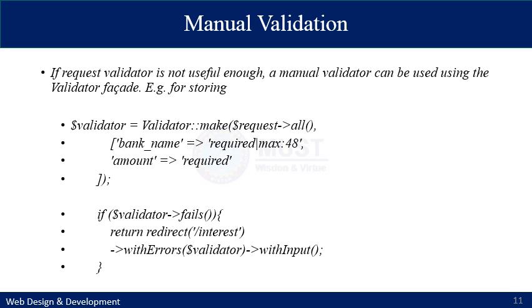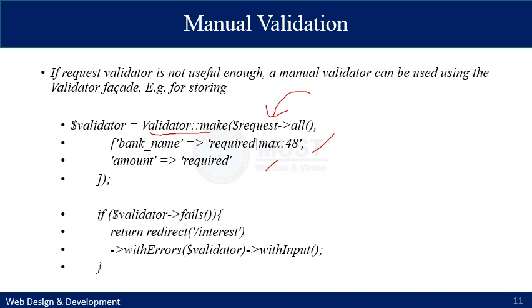If the automatic validation does not work for you, you can create your own manual validation. A manual validator can be created using the Validator facade. For example, if you use the same example as we're doing in this lecture, you can create a validator for storing input into the database. This can be done using the Validator::make method, requesting all the inputs and specifying the same input attributes.